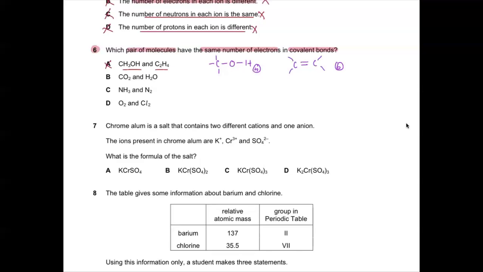Is this understandable? Now over here, there is a carbon-carbon double bond and there is a hydrogen-oxygen single bond. So again, different number of bonds. If you see, 8 electrons are involved in the bonding and 2 electrons are involved in the bonding, which makes B go wrong as well. Right?